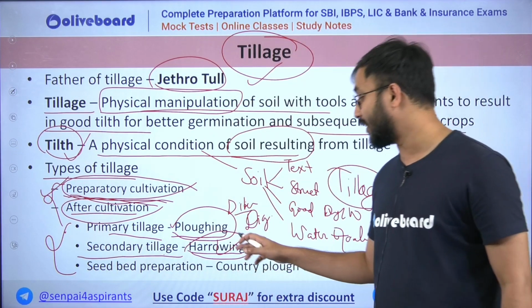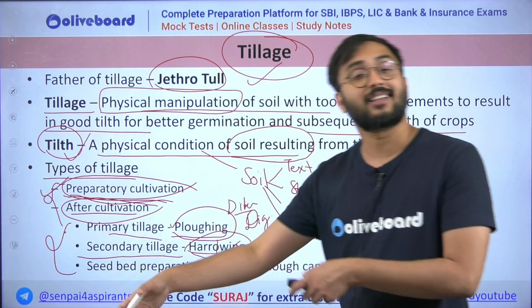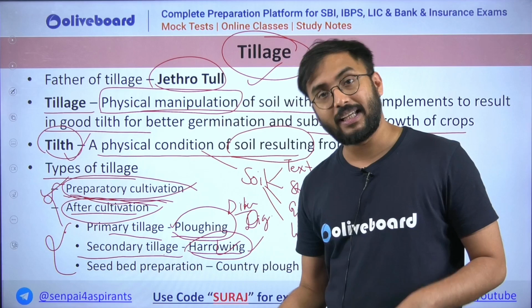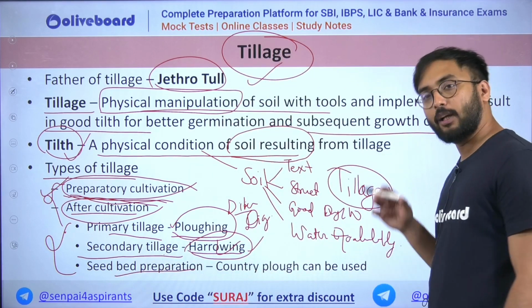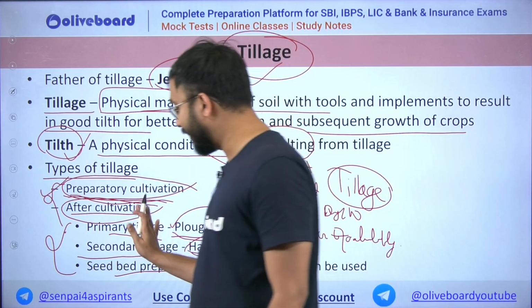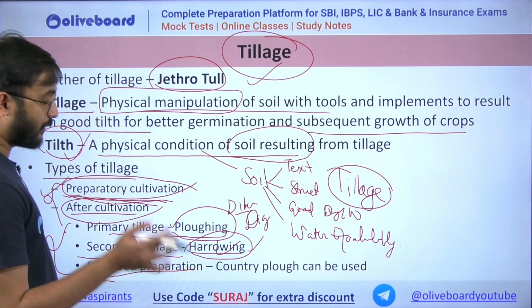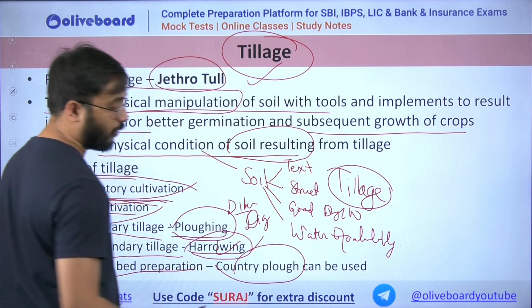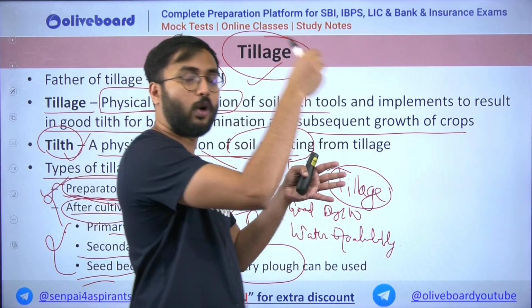So harrowing is that activity in which you are removing certain parts of soil from the field. And seed preparation is nothing but, after primary and secondary tillage, a proper arrangement of soil. This is done through a country plow in which proper seeds, whatever seeds are there, are planted.